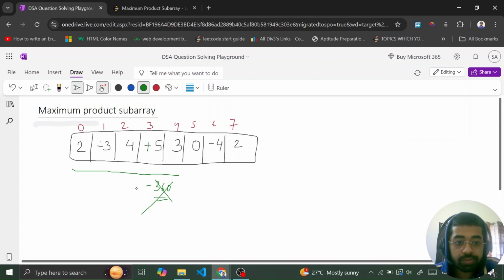What are we going to do? We actually want the subarray to be something like this. It would be maximum: 4 times 5 is 20, times 3 is 60. Yeah, this will work. But how are we going to understand from where we have to start and at what point we have to end to find the maximum product subarray? That's the trick here.